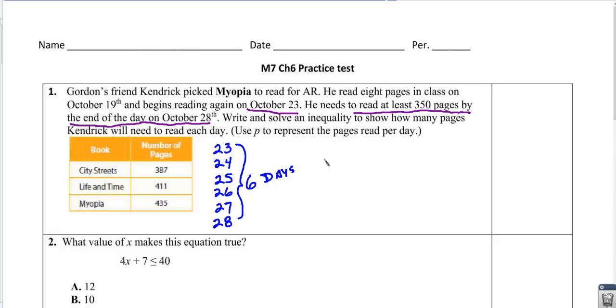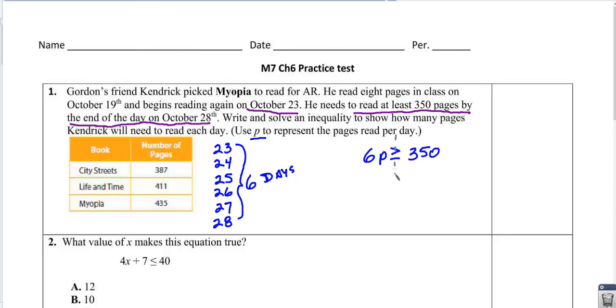read. So we're going to take those 6 days, and multiply it by P, which is what they said to use to represent the number of pages, and that has to be greater than or equal to 350. If he reads a total of 360 pages, is he okay? If he reads 380, right? If he's on fire and reads 400, what if he reads 345? Not enough.